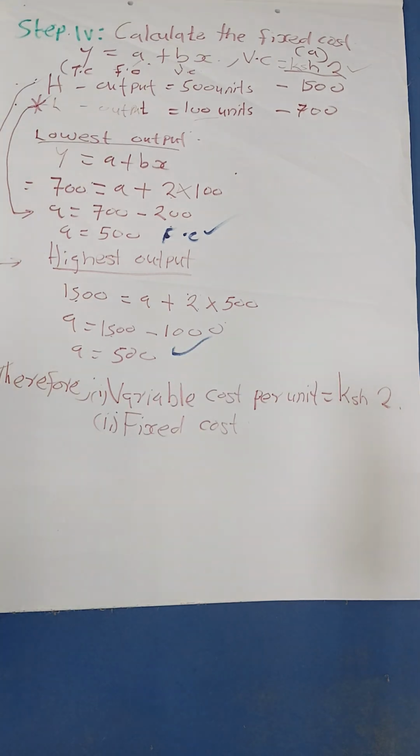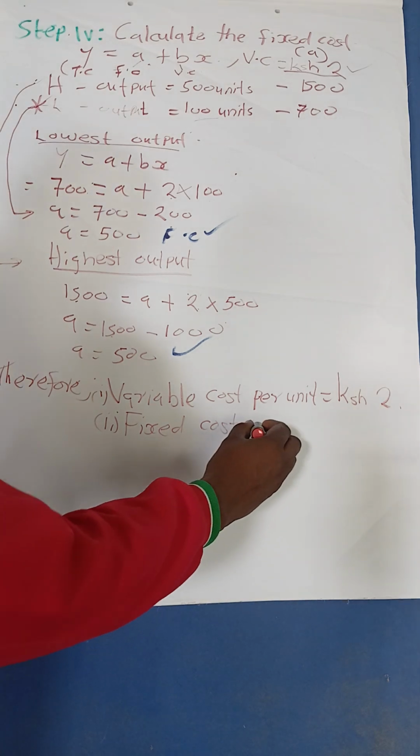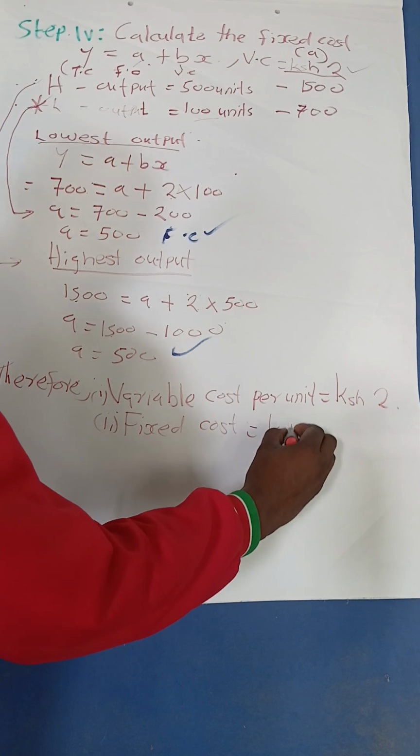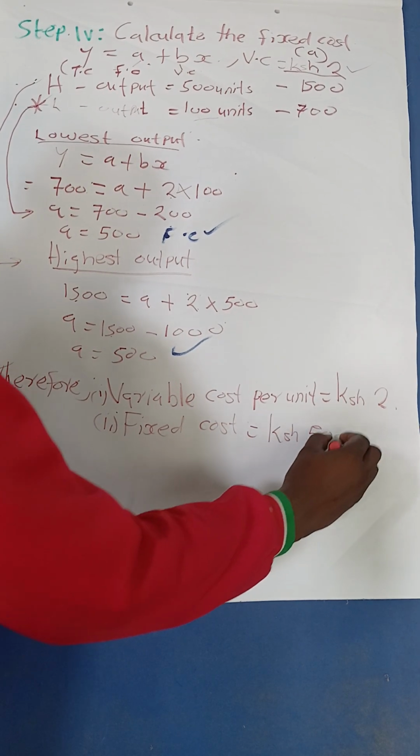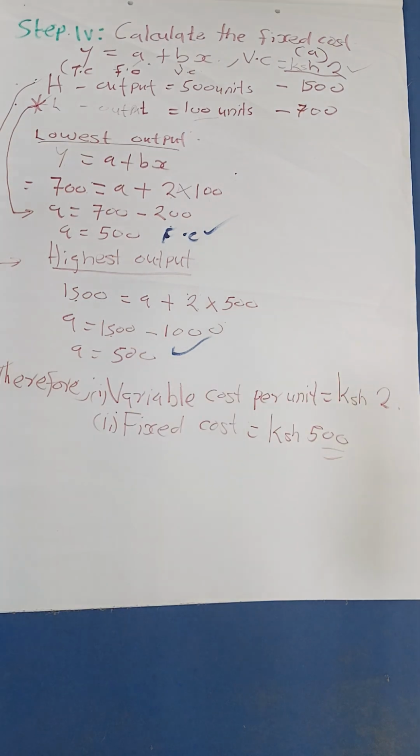Then the fixed cost, in this case, is the fixed cost we have gotten as 500 Kenyan shillings, and we say the fixed cost is that cost that will never change. It is just fixed despite the level of activity that is taking place or being carried out. So it's just there, that 500 Kenyan shillings.